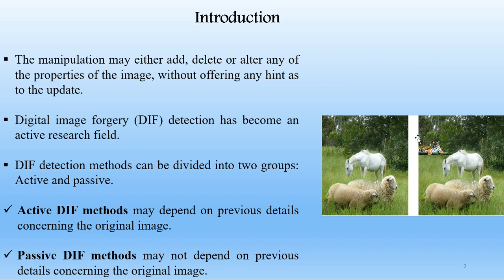You can see this photo. The first one is the original image. The second one is the forgery, or forged, image. You can see the tiger here. This one is forgery. The properties of this image are very changed because something was added here.